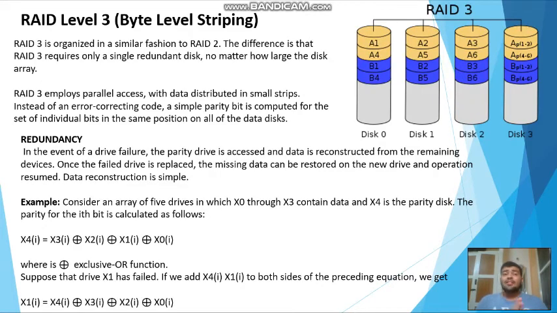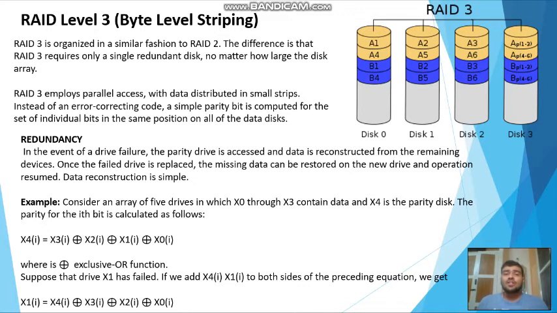RAID level 3 involves byte level striping, right? In byte level striping, the stripes are allocated as 1 byte each. But the advantage of this is that no matter how many disks you have, unlike RAID level 2 where you need a log of the total number of disks, here you only need one disk to ensure adequate redundancy, which makes the process even faster.